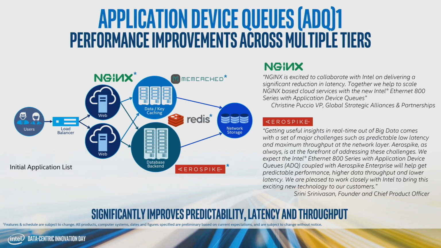As you can see from some of the quotes, what is important is the reduction in latency as well as the importance of predictability. We expect to see those across all of these apps. So in general, to summarize, it significantly improves predictability, latency, and throughput.